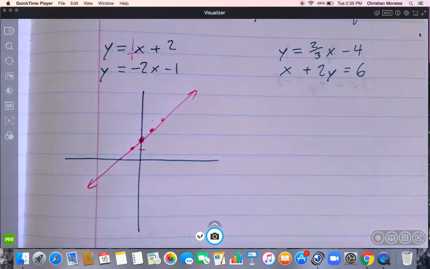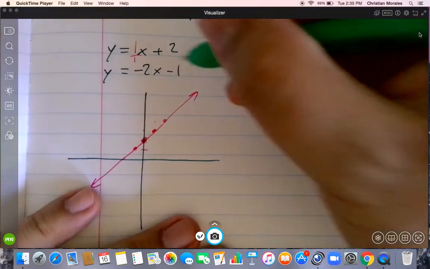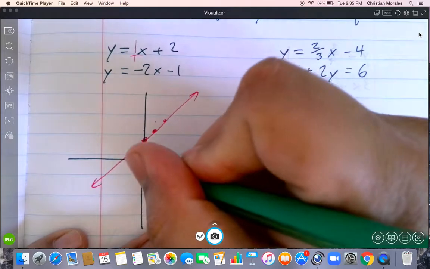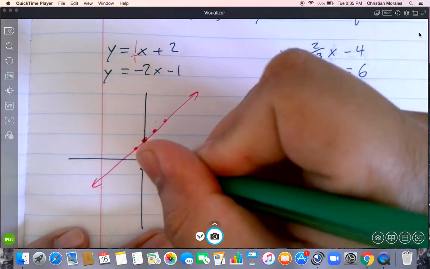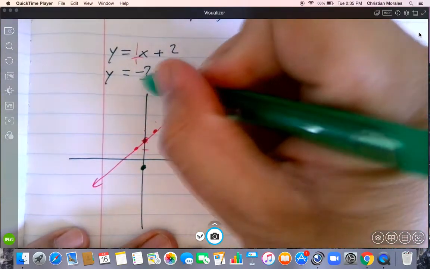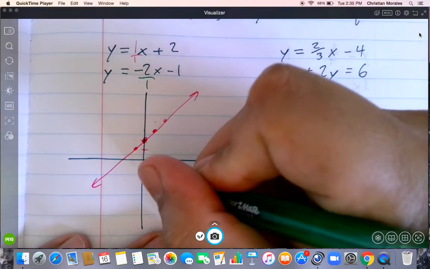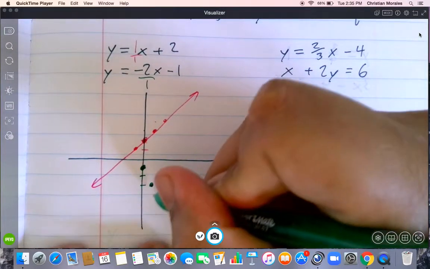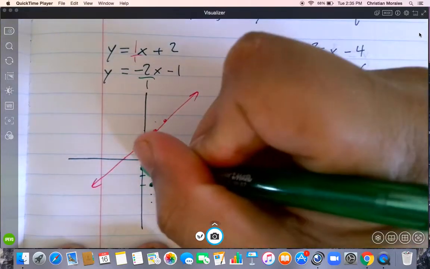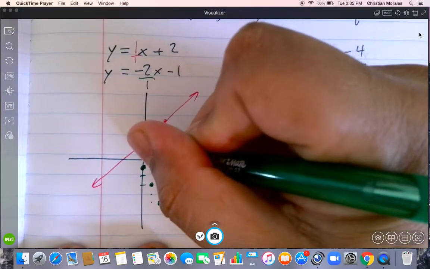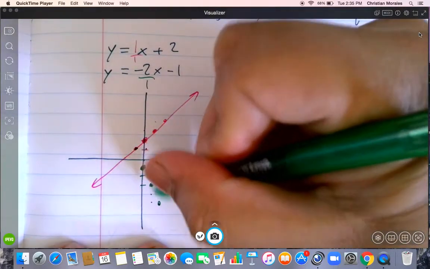All right, the next one. I'll make it a different color. Negative 1. And the slope is negative 2 over 1. So it's going to go down 2 over 1. Down 2 over 1. And again, you can go up 2, just to kind of keep it in order.